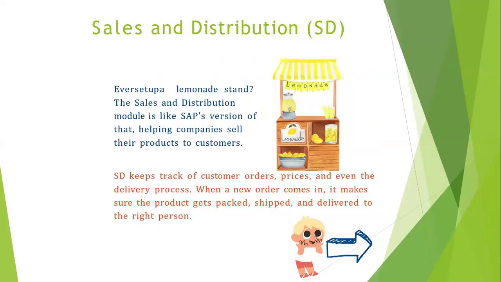Now coming to sales distribution. So the sales distribution module is like a SAP version of that, helping companies sell their products to customers. So you can see this lemonade shop is selling the lemonade. SAP keeps track of customer orders, prices, and even the delivery process. When a new order comes in, it makes sure the product gets packed, shipped, and delivered to the right person.